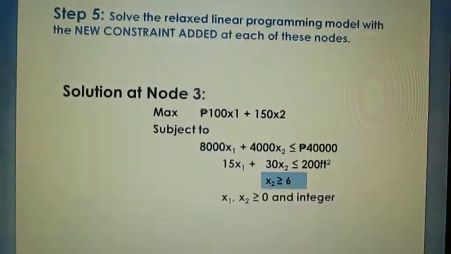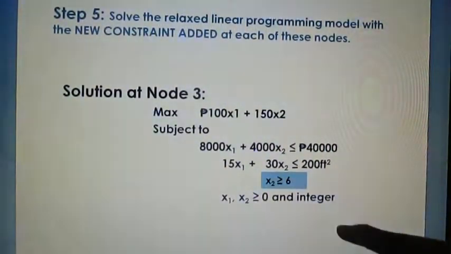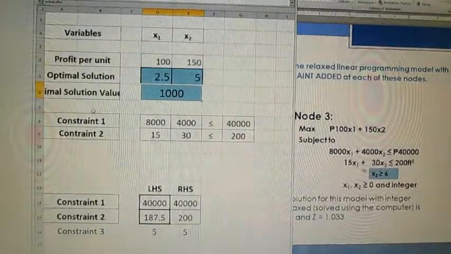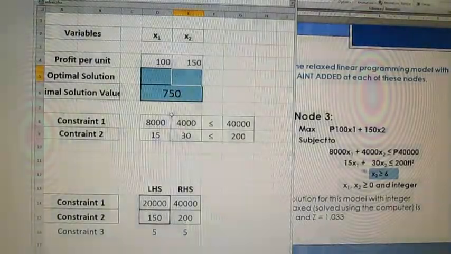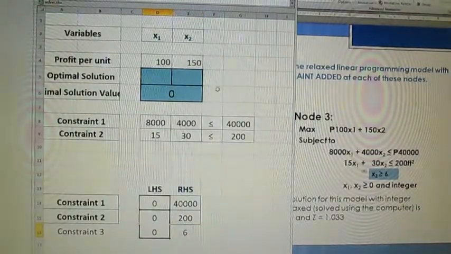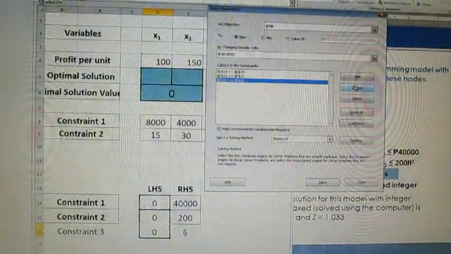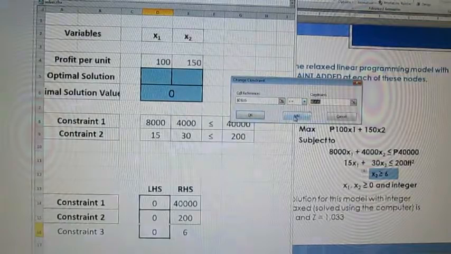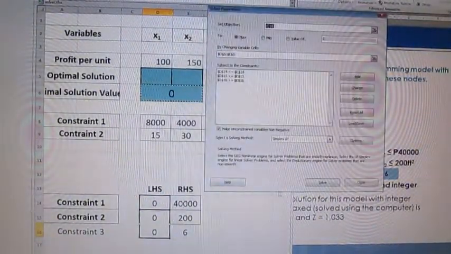Now, let's solve for node 3. We can see that node 3's third constraint is x sub 2 must be greater than or equal to 6. So, let's solve this problem with this new constraint. Let's erase this. The right-hand side is 6. Using the solver, let's change this constraint: constraint 3, left-hand side must be greater than or equal to the right-hand side. Okay, now let's solve.